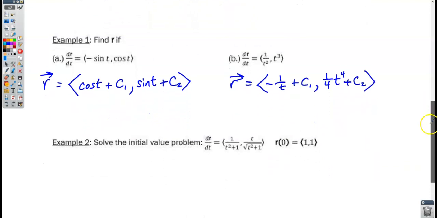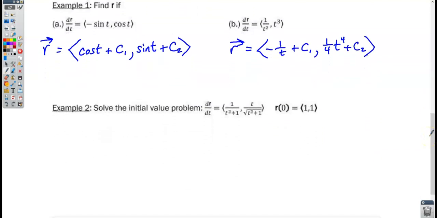All right, example 2. Solve the initial value problem. So here we're looking for a vector, and we're given the derivative of that vector, and we're given an initial value vector where the vector at time 0 is the vector 1, 1, which is going to enable us, when we take the antiderivative of our derivative vector, to solve for these constants of integration to write the one specific vector that meets both of these characteristics.